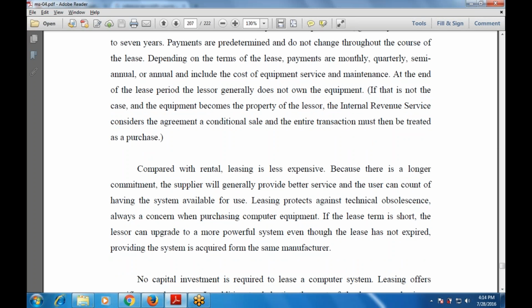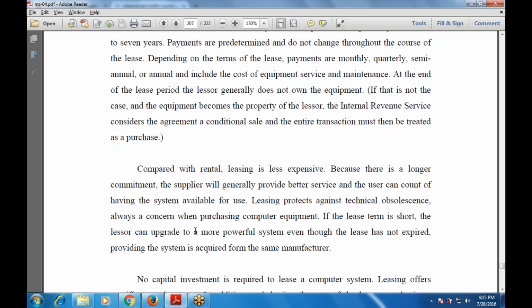Now, when we compare with the rental system, the lease is a less expensive method than the rental, because there is a longer commitment. The supplier will generally provide better services, and the user can count on having the system available for use.